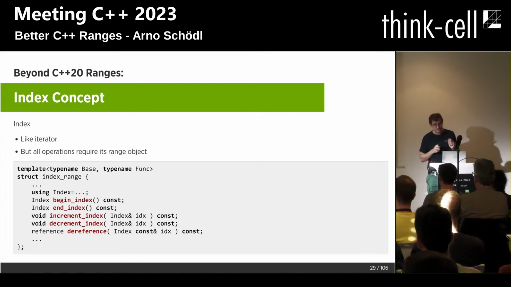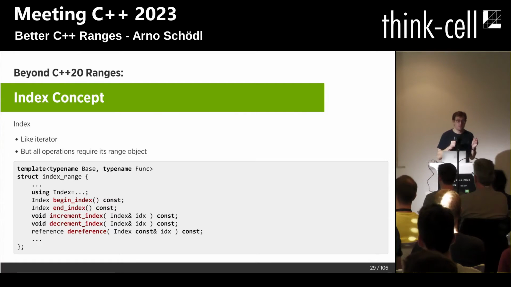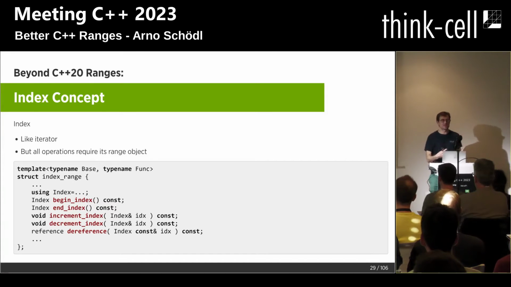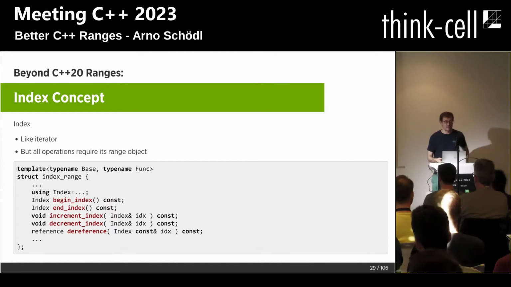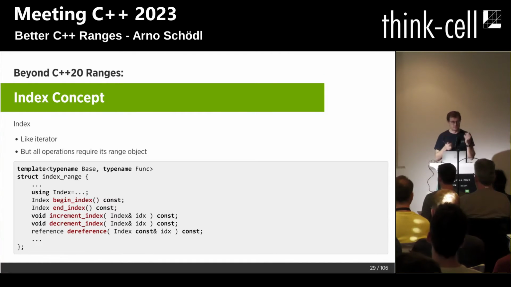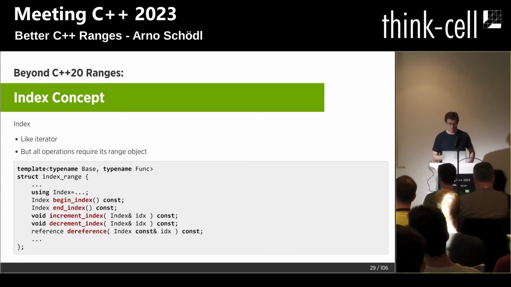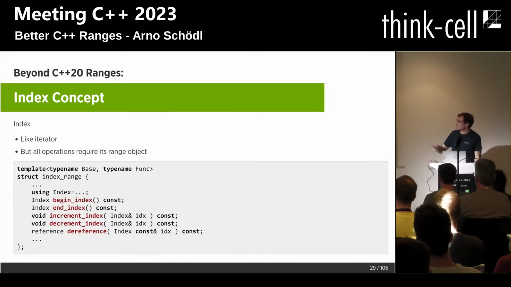The key here is that you need something more abstract, a different abstraction than an iterator. An iterator is not quite good enough. We call this thing an index. An index is just like an iterator, with the exception that for all its operations, it needs the underlying range. So you need to give it the range and the index, and then it can do things like increment, decrement, dereference, and so on. But always you need to supply the range. That would essentially be the interface.